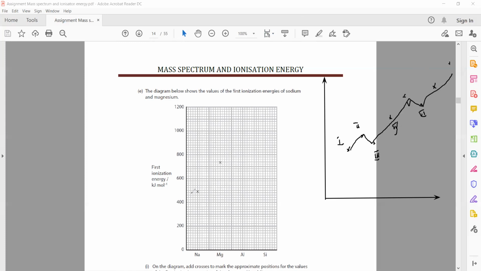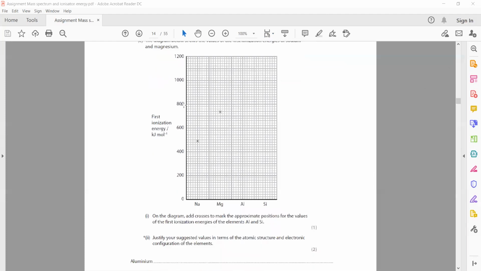This is group 1 sodium and second is magnesium. So where aluminium will be, it should be between sodium and magnesium. And where silicon, the fourth element, will be, it will be above. So if you are marking for aluminium, it should be between, and if you are marking for silicon, it will be higher.